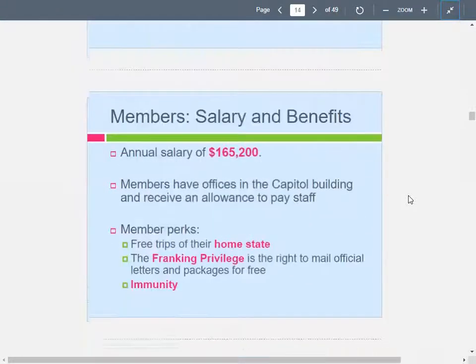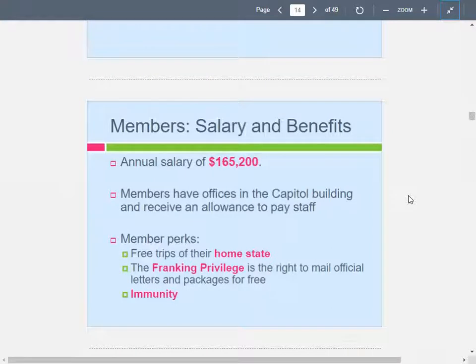Their salary and benefits, their annual salary is $165,200. Members have offices in the Capitol building and receive an allowance to pay their staff. Member perks, they get free trips to their home state. The franking privilege is the right to mail official letters and packages for free, and they have immunity when called on in court.